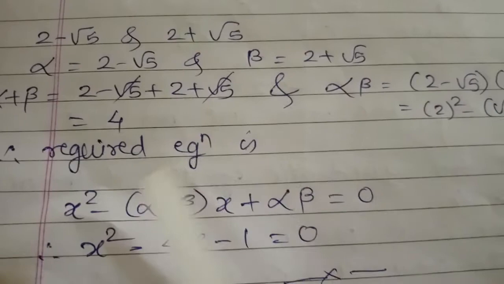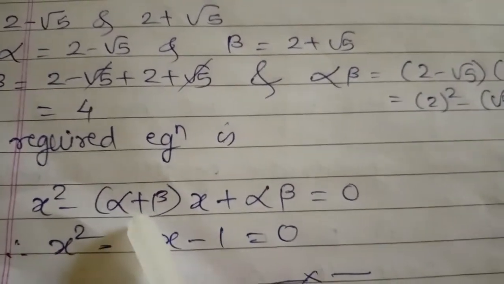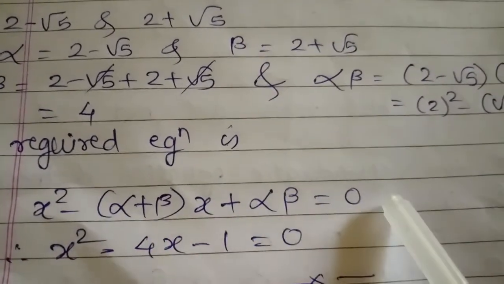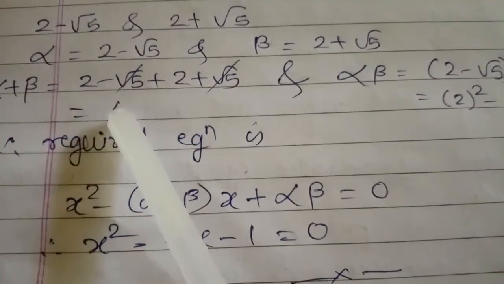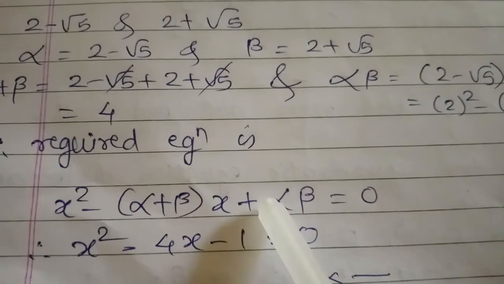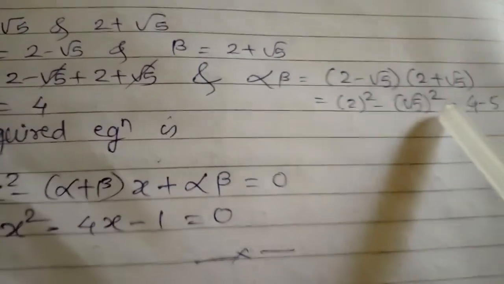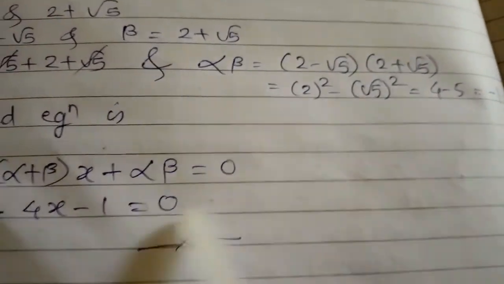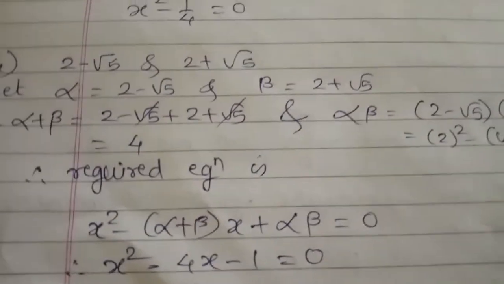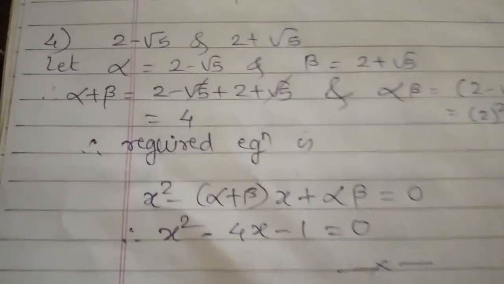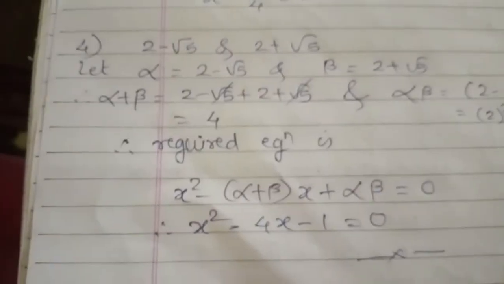So the required equation is x square minus alpha plus beta x plus alpha into beta. So x square, the value of alpha plus beta is 4x, and plus the value of alpha into beta, which is minus 1. So we write here minus 1 is equal to 0. So this is all about the exercise practice set 2.5 up to question number 4. The remaining questions we will see in the next lecture. Thank you.